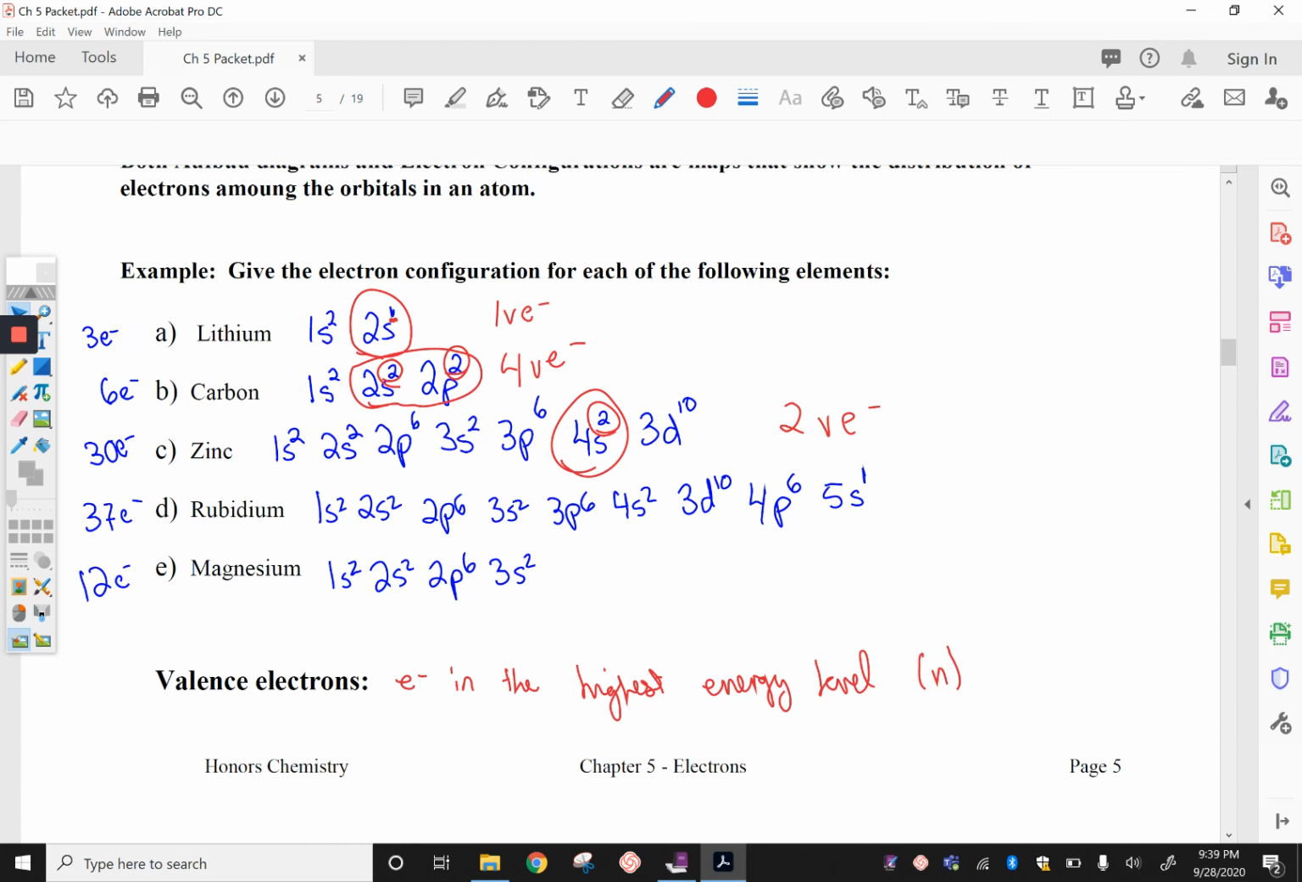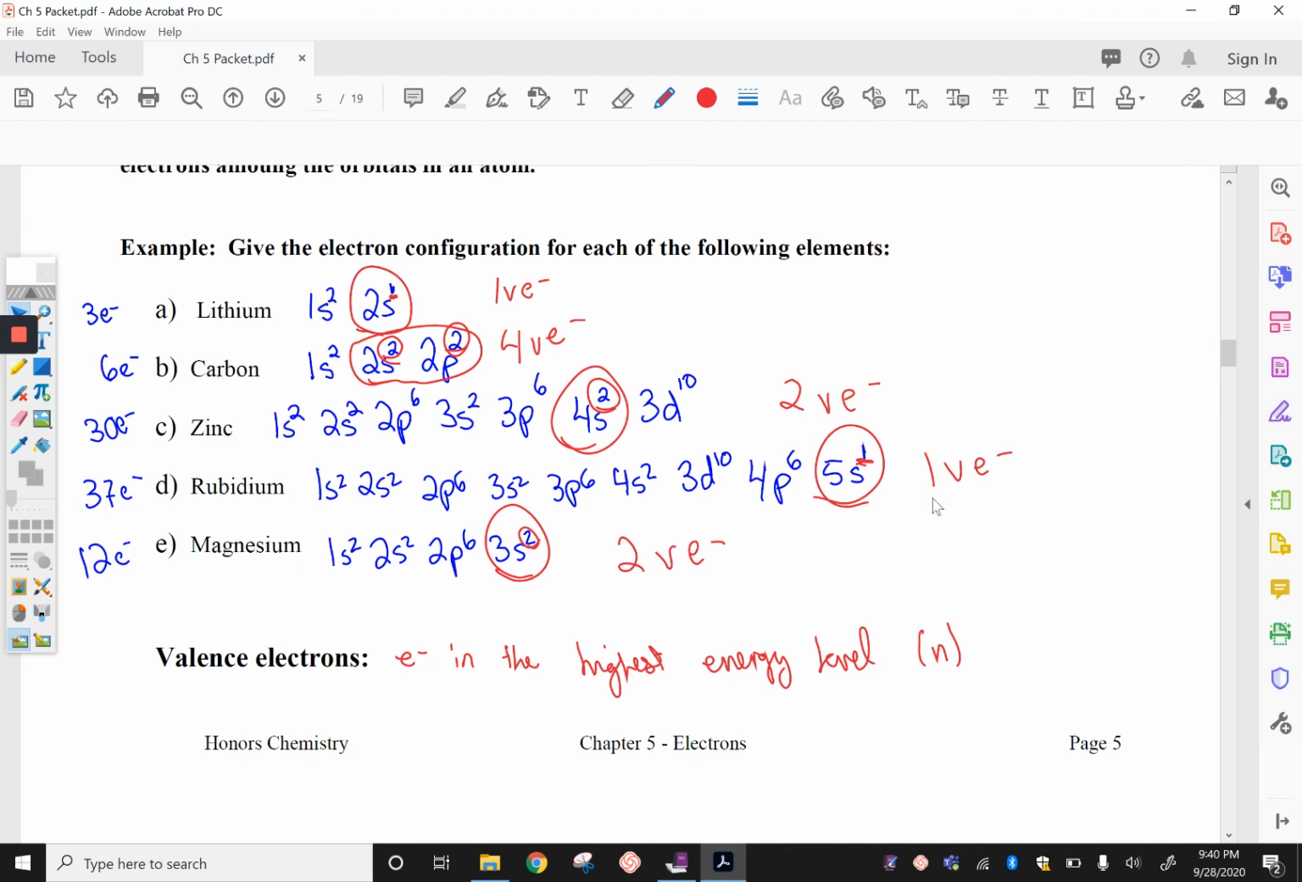Rubidium. What is the highest energy level that we see here? What's the highest number there? That's the 5th energy level, and it looks like we have 1 valence electron. Okay, magnesium, what's the highest energy level? The 3rd energy level here. Looks like we have 2 electrons in that highest energy level.